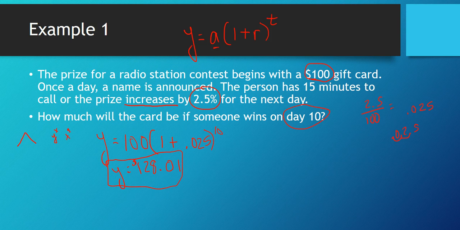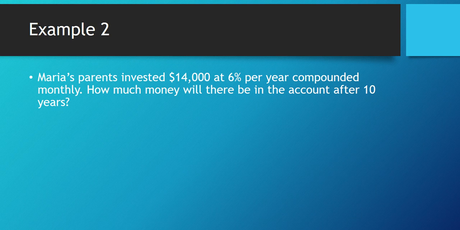Alright, let's look at the next example. Maria's parents invest $14,000 at 6% per year, compounded monthly. How much money will there be in the account after 10 years? So I see the word compounded. I know automatically then that this has to be compound interest.